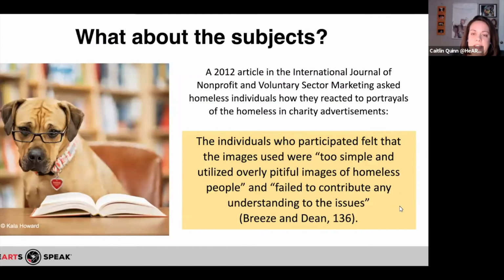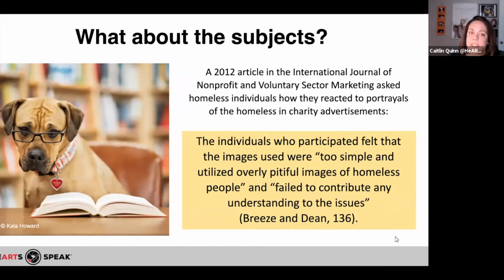This is another study that I think is way too important to not talk about here. And this is from 2012. So again, a little bit older, but just as useful. In this case, they wanted to look at how individuals who are being advocated for, and I'm putting that in air quotes, react to the portrayals of themselves in charity advertisements.